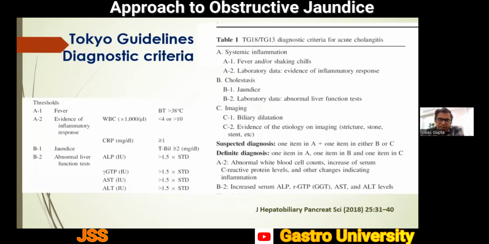So in 2018, the Tokyo guidelines were revised, and based on these criteria, cholangitis is diagnosed.